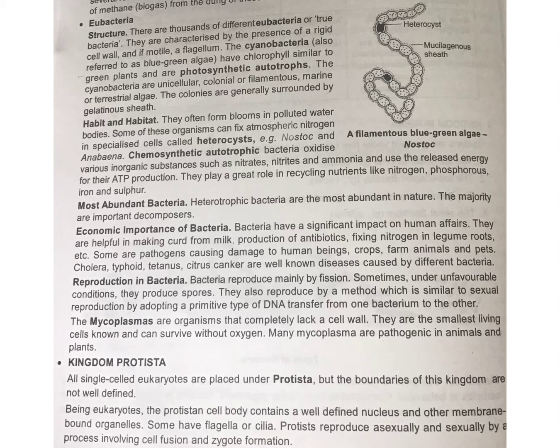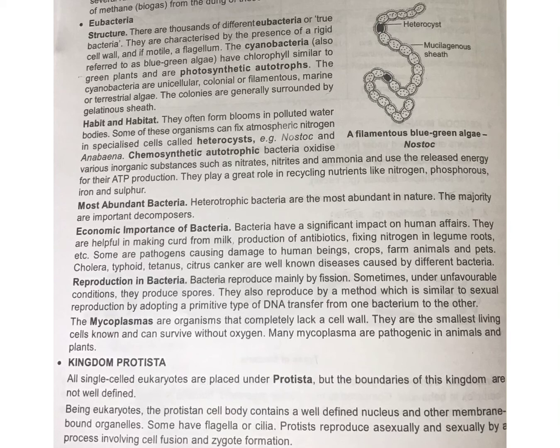Then these cyanobacteria are unicellular, they may be colonial or they may be filamentous. Similarly, they are found in marine environments, and they may be terrestrial algae. The colonies are generally surrounded by a gelatinous sheath. The diagram shown here is showing the filamentous blue-green algae named nostoc. So nostoc is an organism name. Here the mucilaginous sheath or covering surrounds the filamentous structure, and here the heterocysts are located.